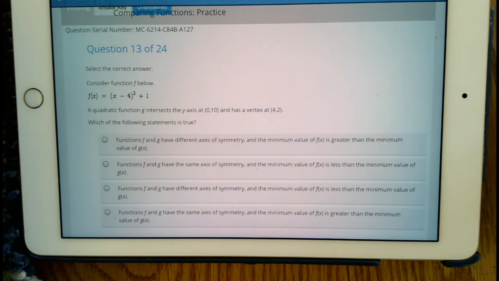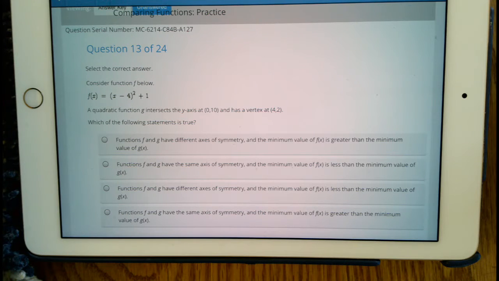Functions f and g have different axes of symmetry, and the minimum value of f(x) is greater than the minimum value of g(x). Functions f and g have the same axis of symmetry, and the minimum value of f(x) is less than the minimum value of g(x).